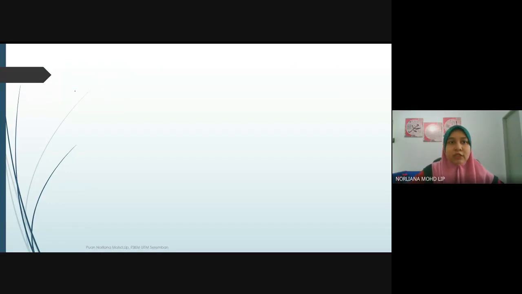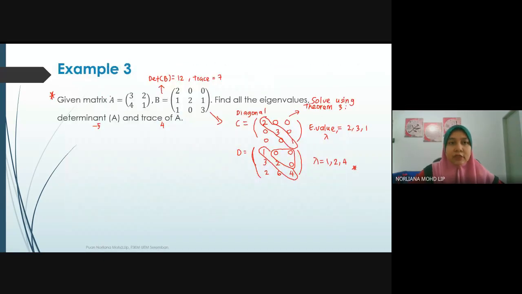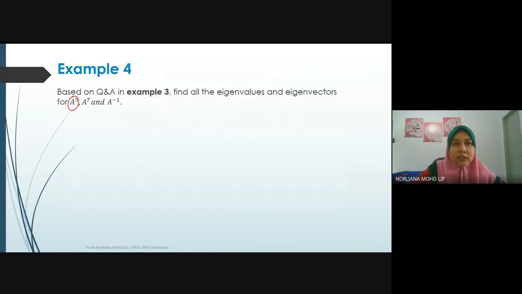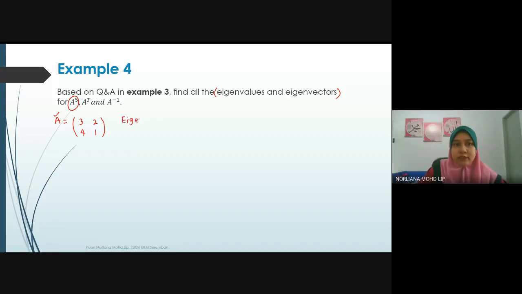Okay, look at example 3. Look at A first. A is the matrix 3, 2, 4, 1. What are the eigenvalues for this matrix? 5 and negative 1. Okay, the eigenvalues are lambda equal to 5 and negative 1. And the eigenvector?